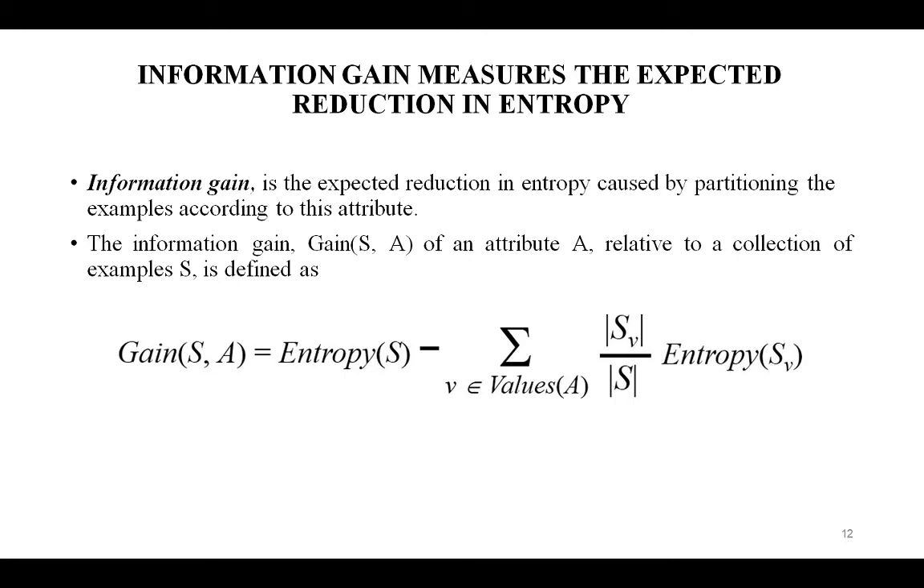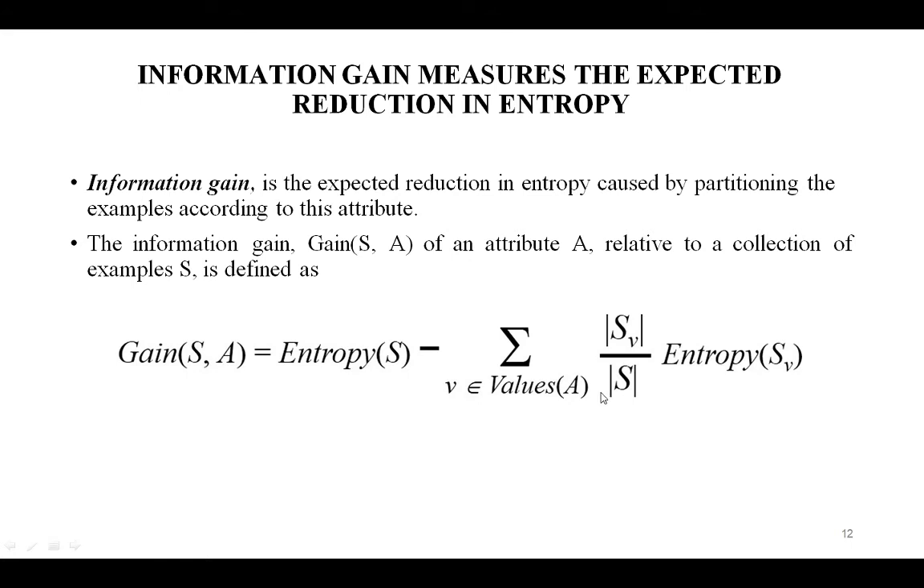Here you can note that the first term in this equation is just the entropy of the original collection S, and the second term is the expected value of the entropy after S is partitioned using A. This is the first term, just the entropy of the original collection S, and this is the second term, the expected value of entropy after S is partitioned using the attribute A.